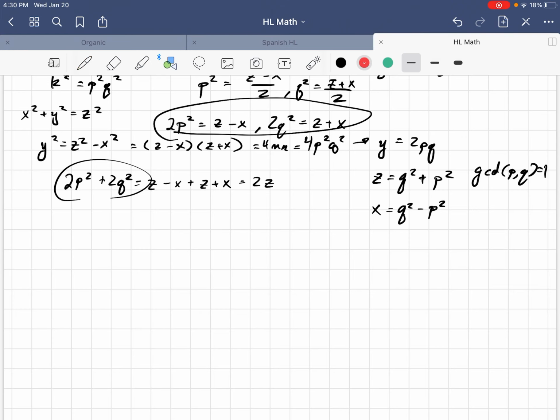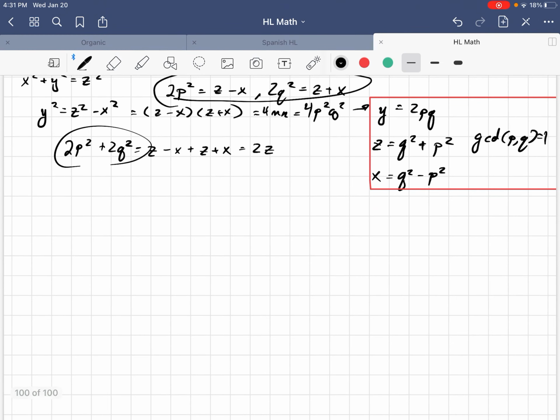And actually, at this particular point, we're done. Now we have a way to generate all possible Pythagorean triples, and it's with this exact method in red right here. So for example, it's just generated by using these formulas for x, y, and z, and just picking two natural numbers that are relatively prime with one another. In other words, their greatest common divisor is 1.